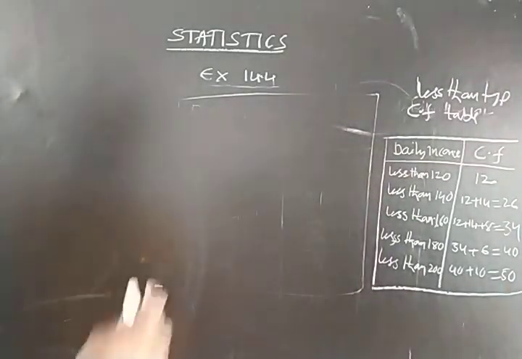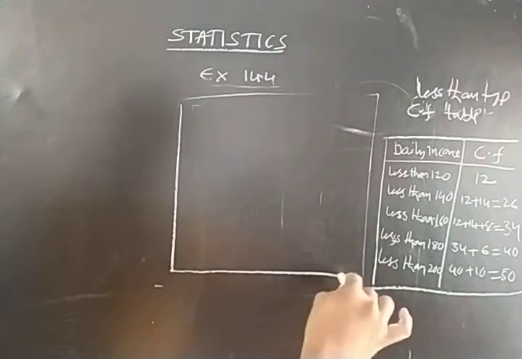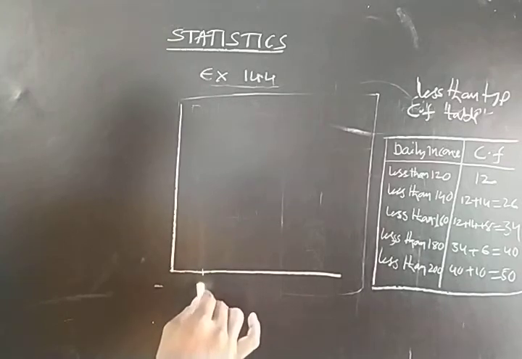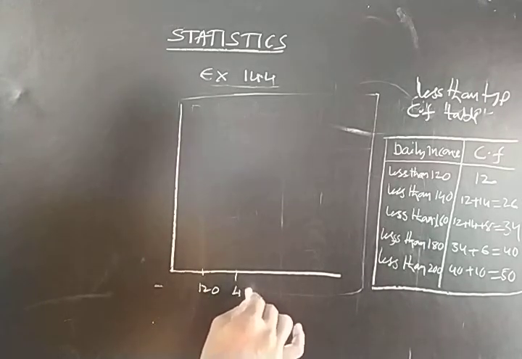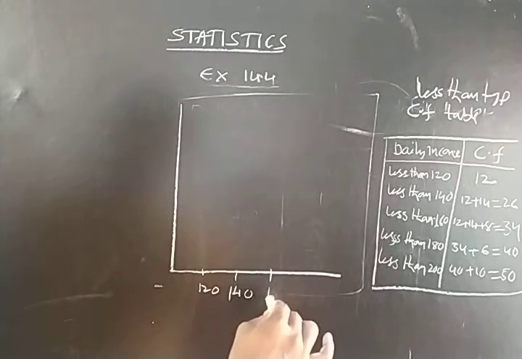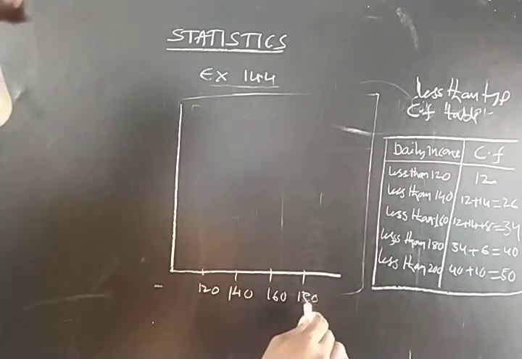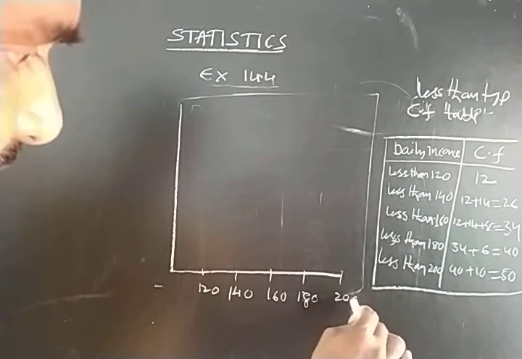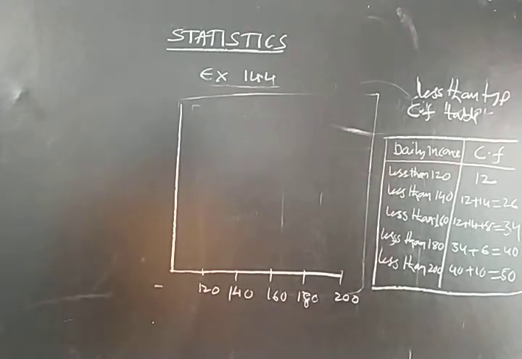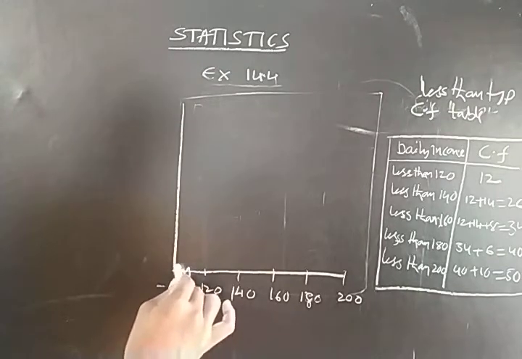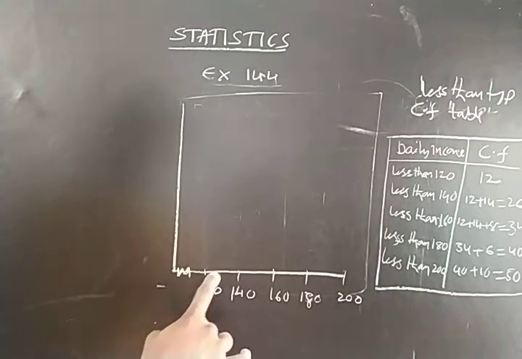To draw the OJ curve, we should take x-axis and y-axis, and on the x-axis we should take the upper limits. So 120, 140, 160, 180, 200. On x-axis we should take upper limits. So you can keep a break sign like this here. So this distance is not equal to this length, the rest will be equal.